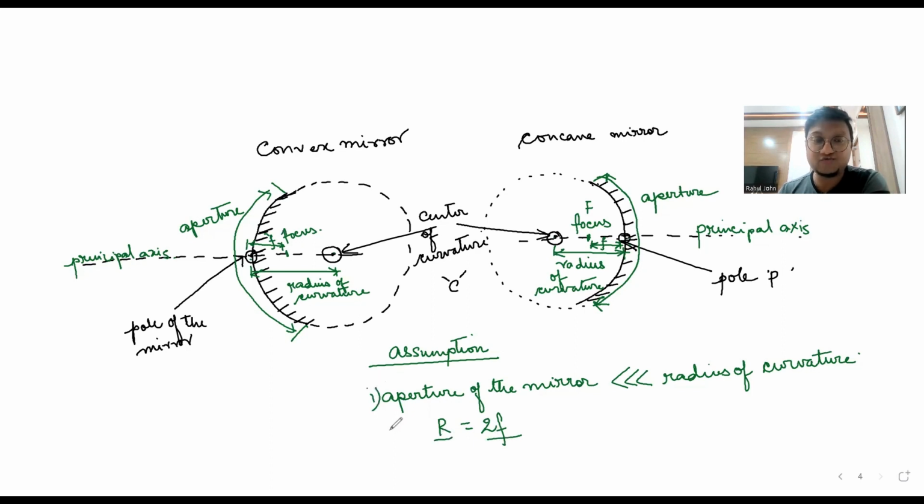So we have got two assumptions. Whenever you are making a ray diagram for your exam paper or for your answer sheet, always remember to mention these two assumptions: that the aperture of the mirror is much, much smaller compared to the radius of curvature, and secondly, the radius of curvature is twice the focal length. Radius of curvature is equal to 2 into focal length.